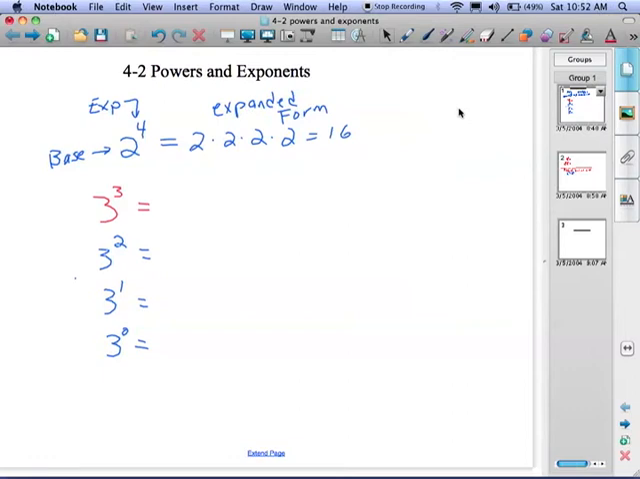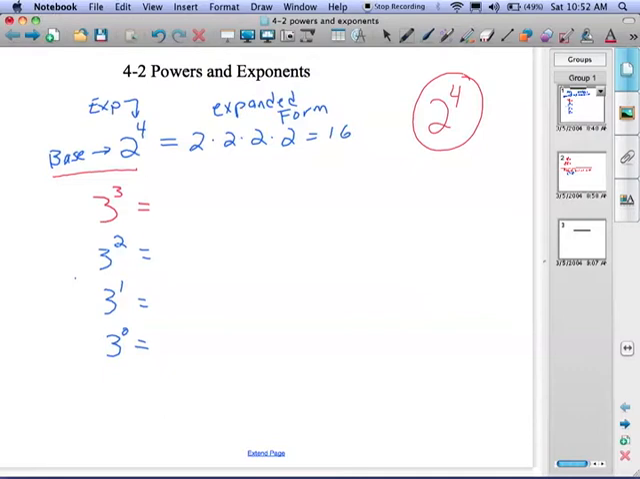4-2, powers and exponents. Today we're going to look at a new type of number you may have seen in the past. A large number, 2, with a superscript 4 above it, that's actually read as 2 to the 4th power. And over on the left, you see that the base is the larger numeral, the 2, and the exponent, 4, is the smaller number, the superscript number.